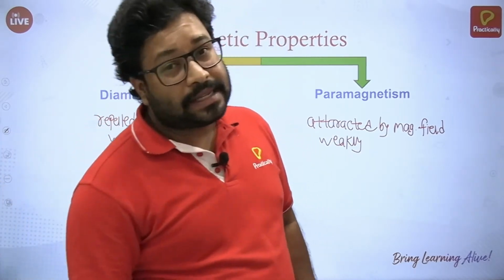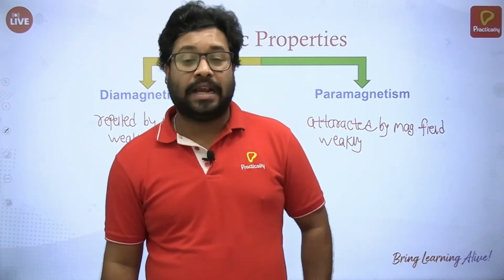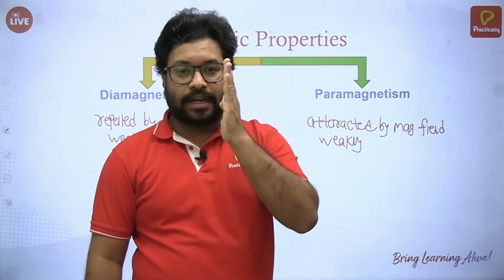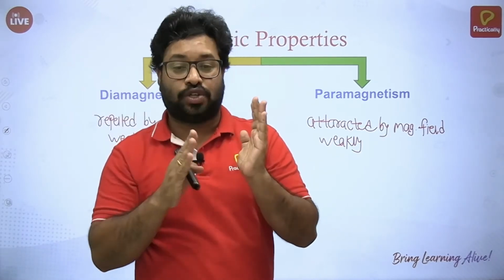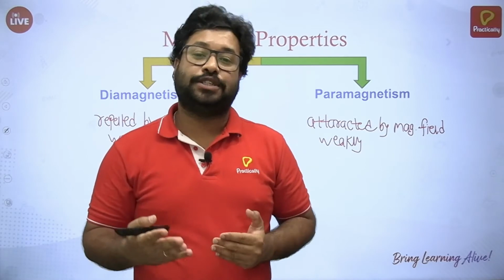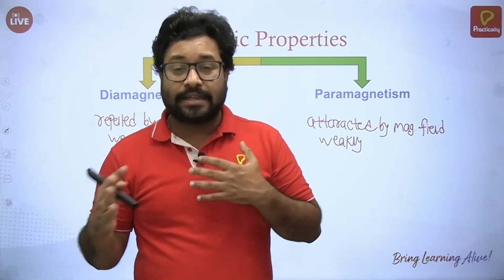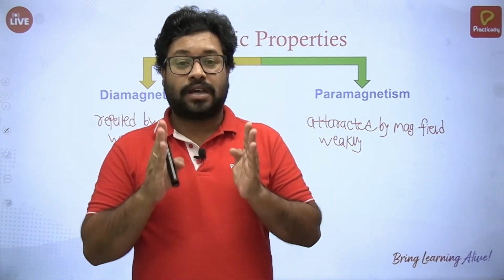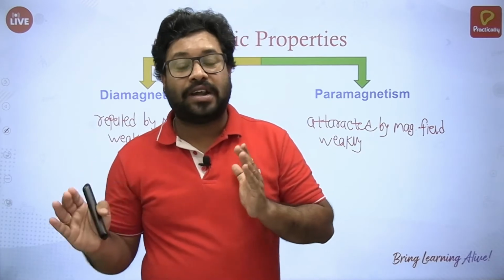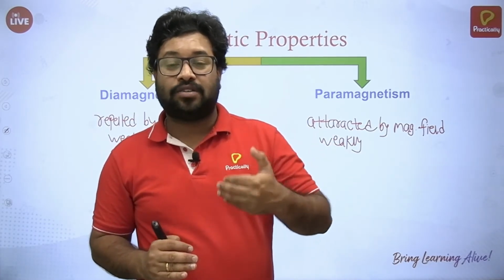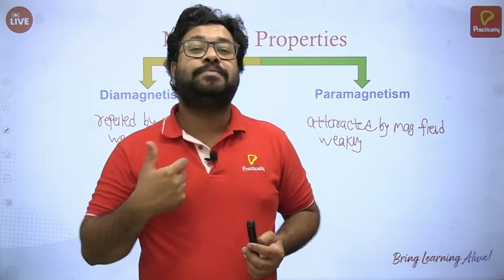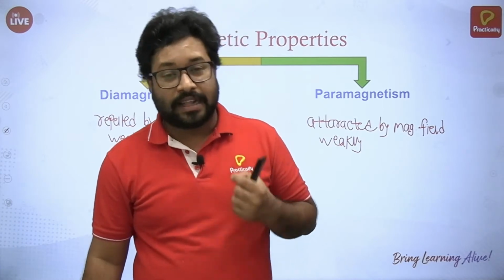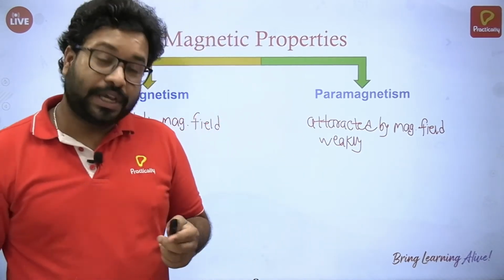Okay, why does this happen? It all happens because of unpaired electrons. Whenever the electrons are paired like this, the spin of this electron and the spin of this electron are in opposite directions, so they cancel out each other's spin. But if the electrons are unpaired, then their spin is not cancelled. Whenever the spin is not cancelled, they contribute to the spin magnetic moment, and that spin magnetic moment generates the magnetic field. That is where the magnetic field comes into play.